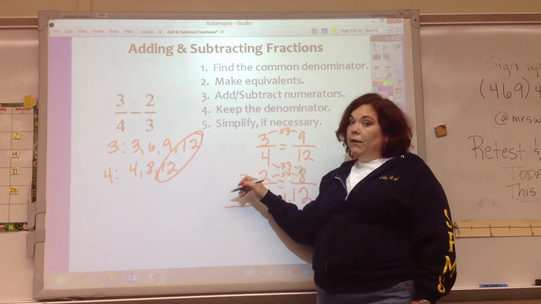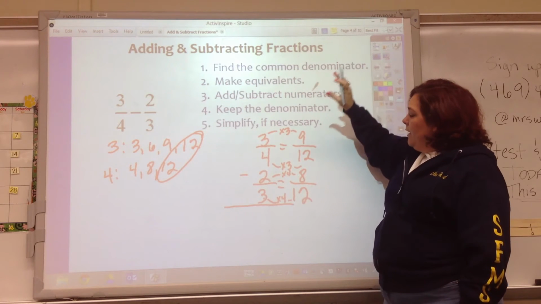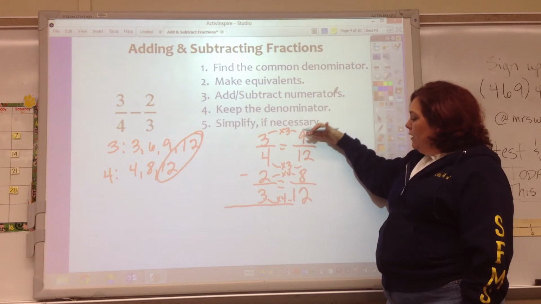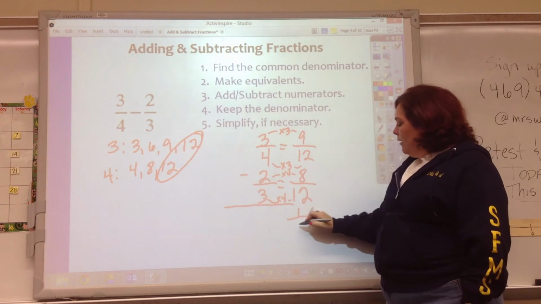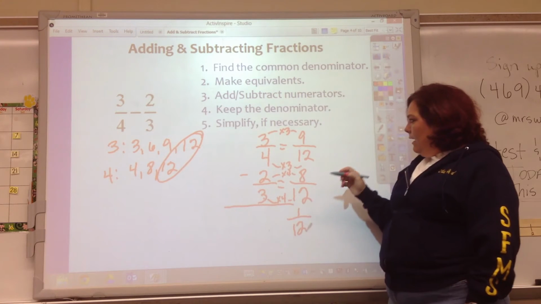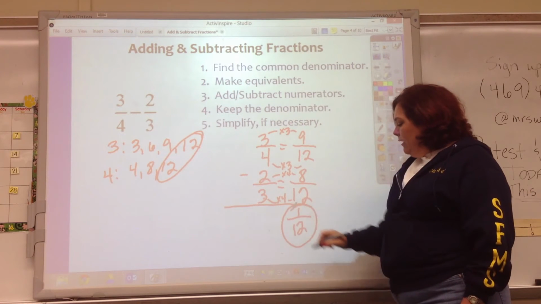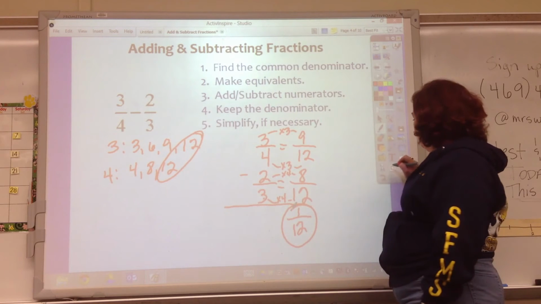Now I have to remember to look at my sign. So now I've found my common denominator. I've made equivalents. Now I've got to add or subtract the numerators. 9 minus 8 is 1. Keep my denominator, 12. And simplify if necessary. 1 can't go any lower. So 1/12 is my answer.